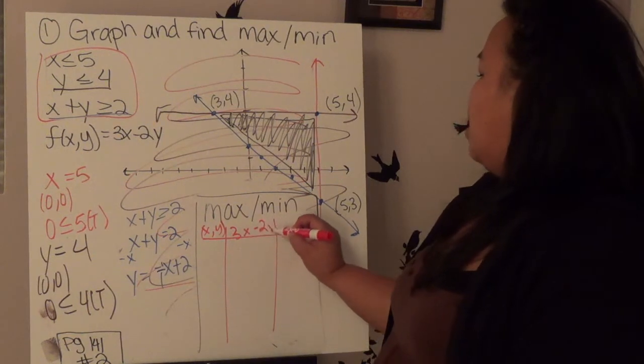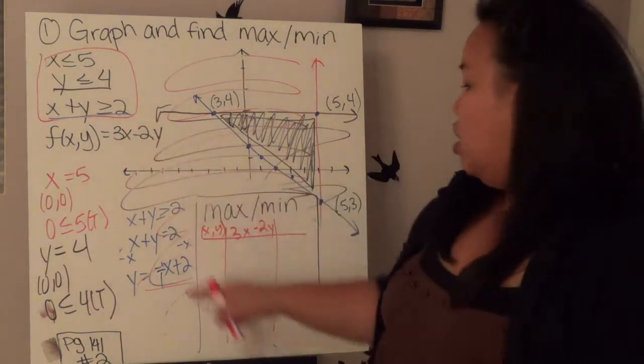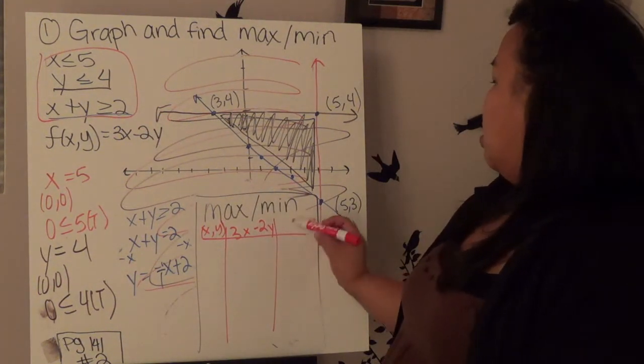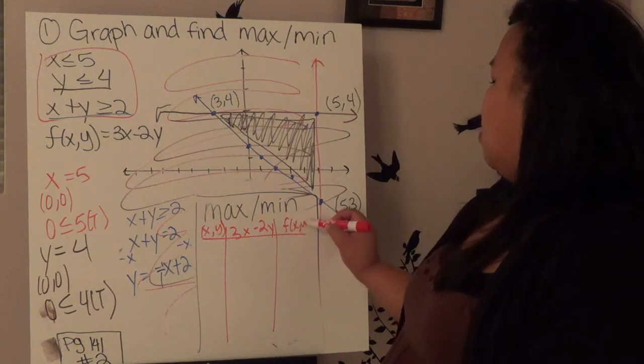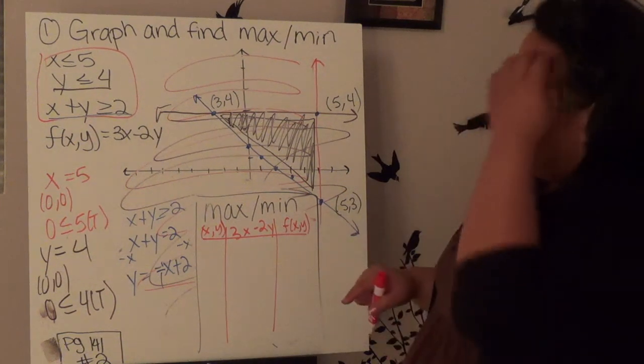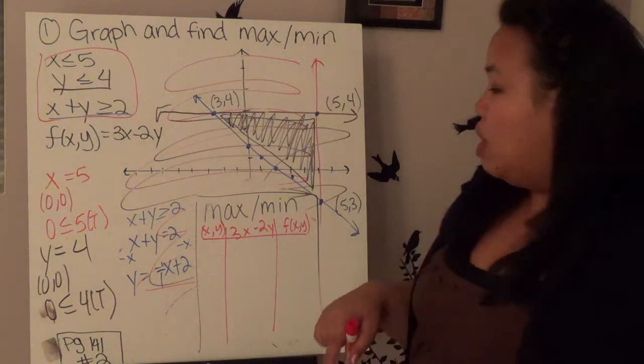3x minus 2y, that's what this equation is for, to find my maximum and minimum only. And then whatever my answer is, okay, the biggest number is my maximum, and the smallest number is my minimum.